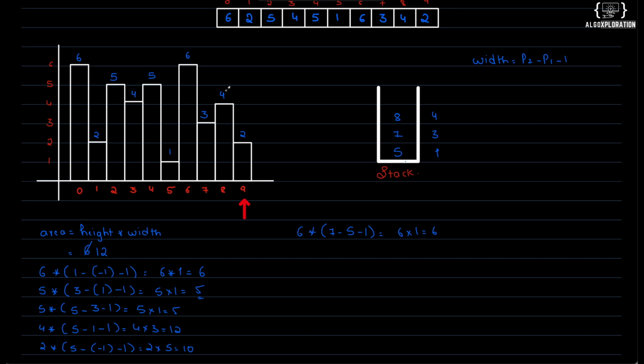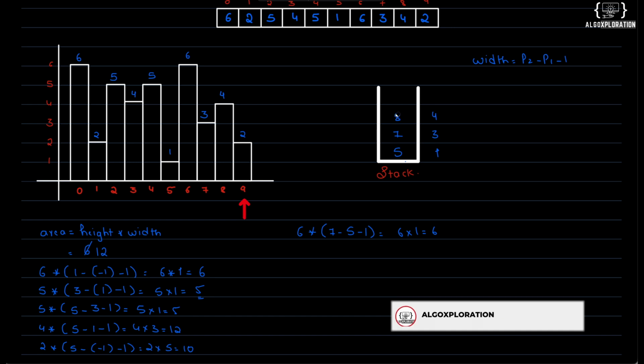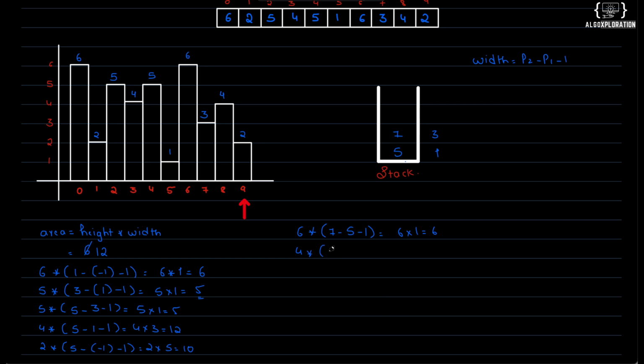If the value is 2, this cannot be the answer. Nor this, right? I need to pop it one by one at a time. So I'll pop this first, in which the value present at index 8 is 4. So 4 into where I'm pointing right now at index 9 minus where the previous smallest element is present over here at index 7. So you can see that for this is the previous smaller element, minus 1. So if I solve this, 4 into 1, the answer is 4.